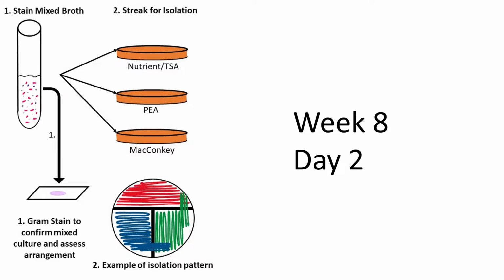Now, the streak for isolation plate, just shown over here so you guys can remember what it looks like, is very important for the nutrient slant, the TSA slant. We also would like to streak for isolation with the PEA plate and the McConkey's. If you remember, the PEA plate only selects for gram-positives. The McConkey's only selects for gram-negatives. And so that's the benefit of doing this.